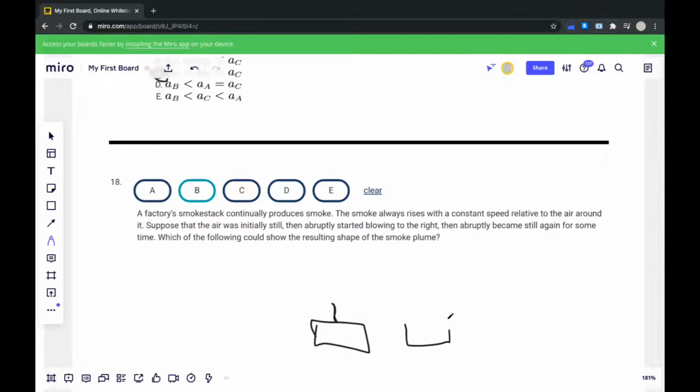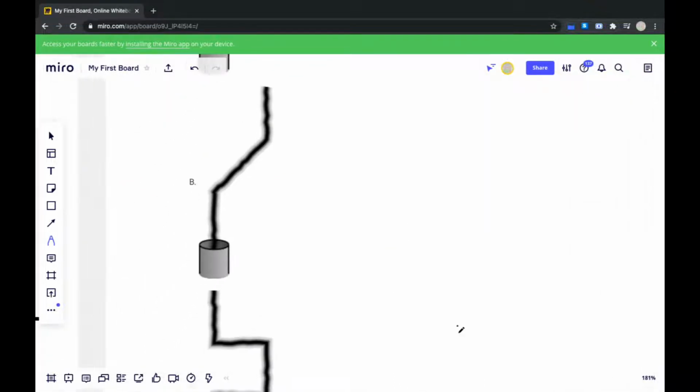Then once the air starts moving, all of this right here just gets pushed to the right. The new stuff that's being created is going to create a diagonal line. And after the wind stops, it's going to create this huge diagonal line and some straight part. Then it will become still, so it's just going to have another constant part again. So it's going to be constant, then a diagonal, and then constant again. The only one that shows that graph is B.